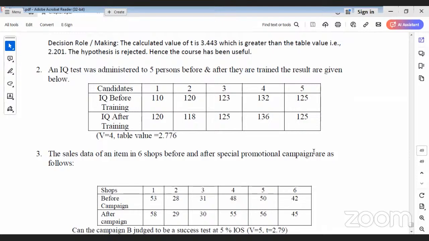An IQ test was administered to 5 persons before and after. See the words I am using here: before and after. See, dependent samples, this is dependent. Independent is already done. We did the problem related to drugs, drug A and drug B. Okay, drug A and drug B means one is a drug imported and another drug is indigenous.